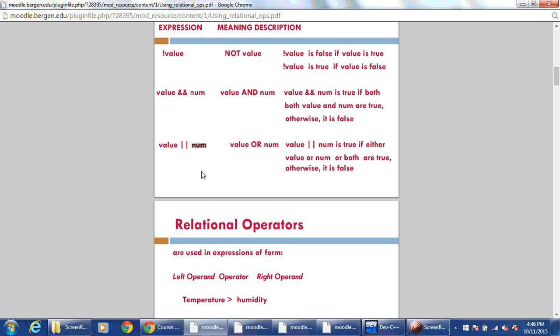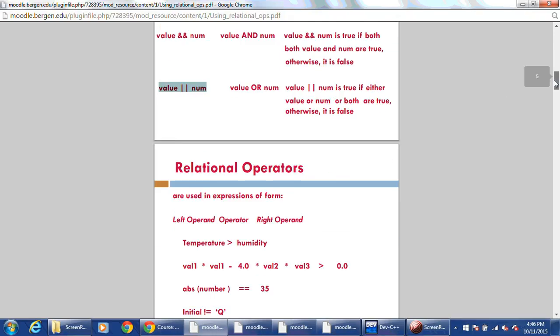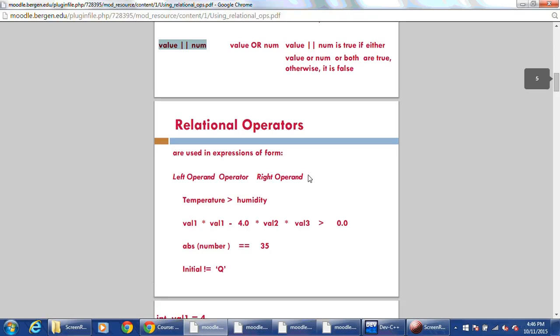Or we can also look at it the other way, where it's always going to return true if one of them is true. One of these operands is true. Okay? So let's talk about using them in an expression.